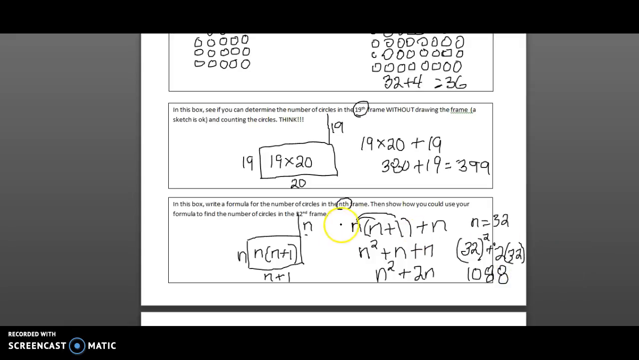Right. If you stopped here, it would have been fine to plug a 32 in for each one of these n's and then simplify and get that answer.